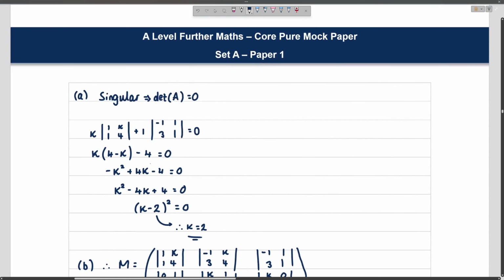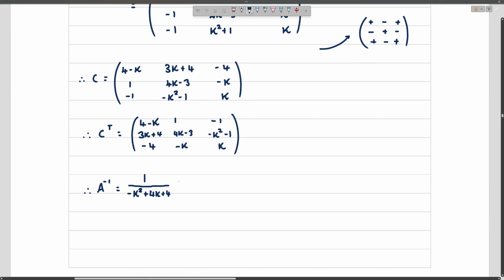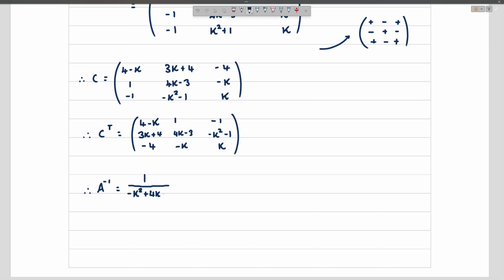Is that minus 4 then? Yeah, minus 4. I'm getting the signs the wrong way around. Let's try again. So minus 4 there. There we go. See, like I said, very, very easy to make a mistake here. So 1 all over minus k squared plus 4k minus 4.